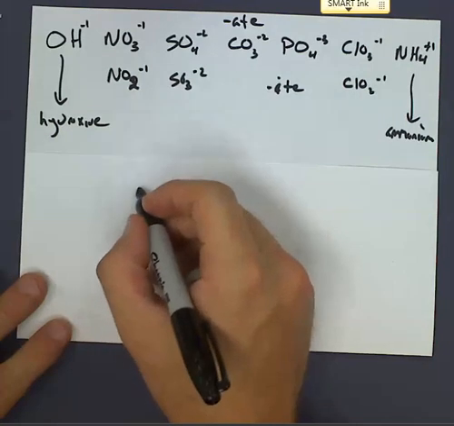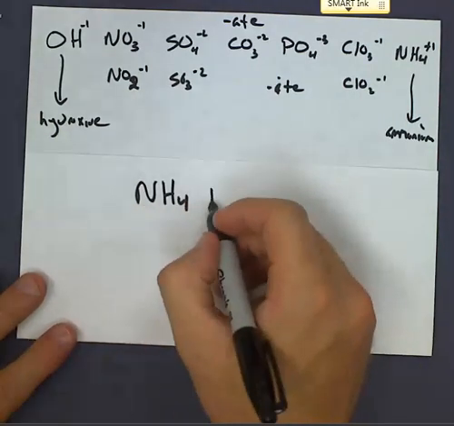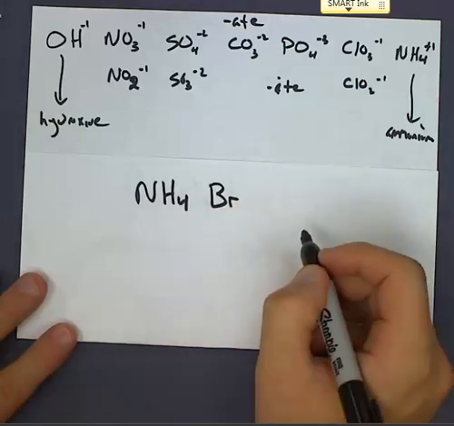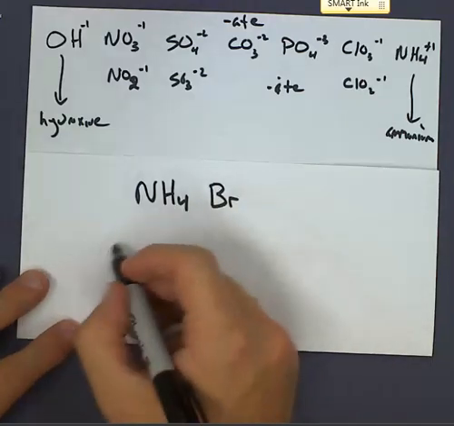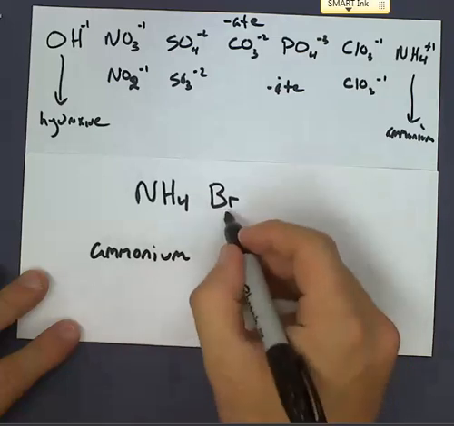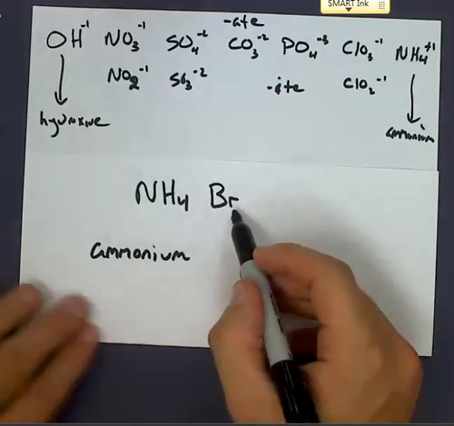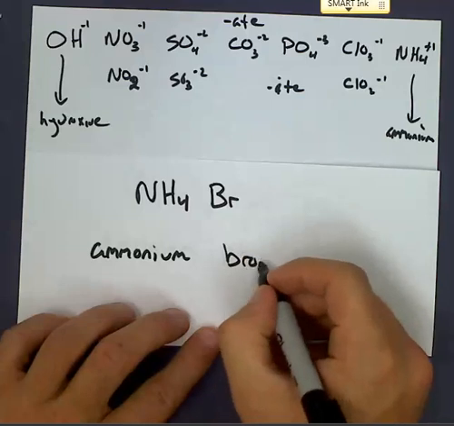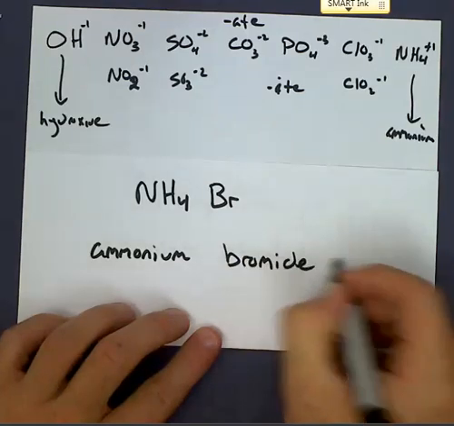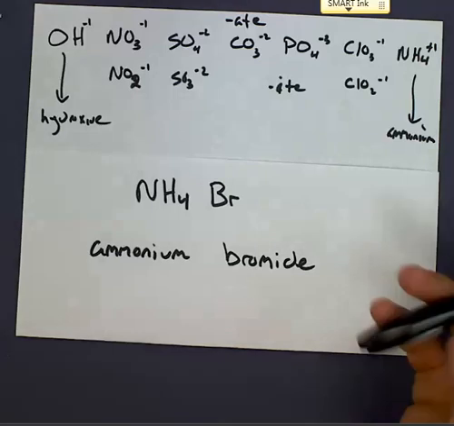One other one using this ammonium, since it's the only positively charged polyatomic ion. Let's say we end up with NH4Br. NH4, again, we know is ammonium. Br, bromine, but since it's the anion, since it's the one that's coming second, we've got to change its name from bromine to bromide. That's pretty much everything you'll need to know for writing names of ionic compounds.